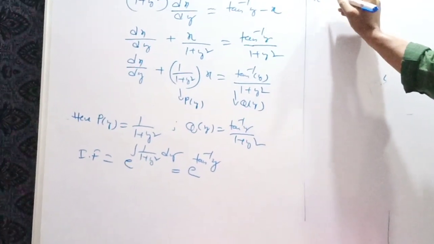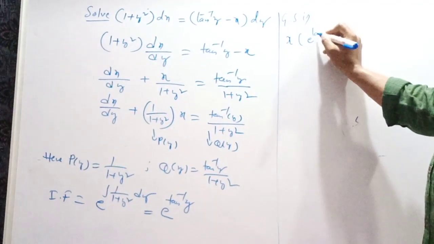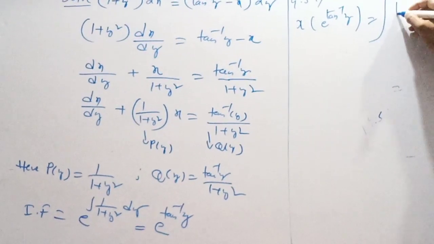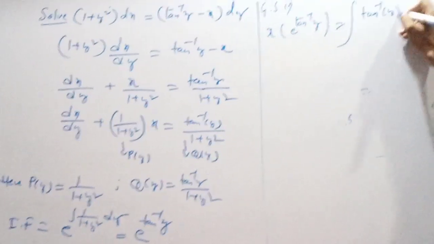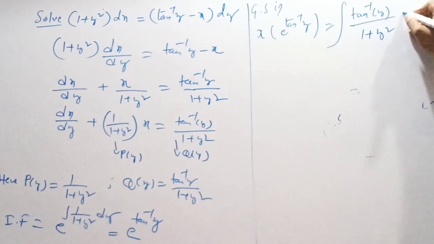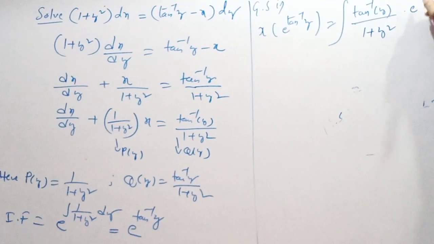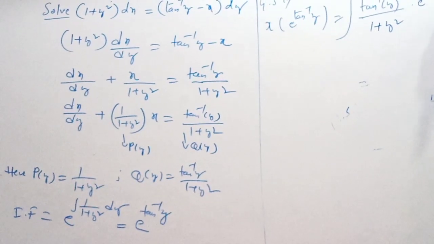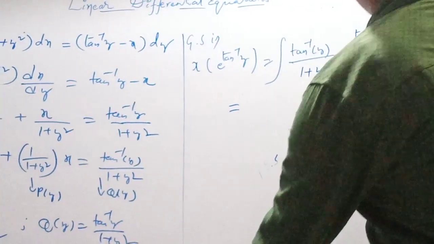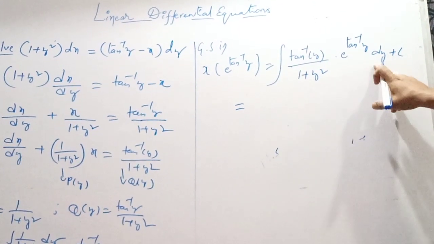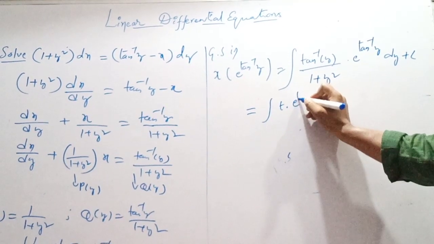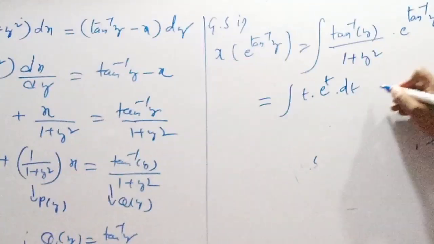Okay, x into the integrating factor, that is e to the power of tan inverse y, equal to integral of q of x. Q of x value is tan inverse y by 1 plus y square, into the integrating factor e to the power of tan inverse y, into dy, plus constant c. Okay, so again you observe the derivative of tan inverse y is dy by 1 plus y square. So it is of the form t into e to the power of t into dt plus constant c.